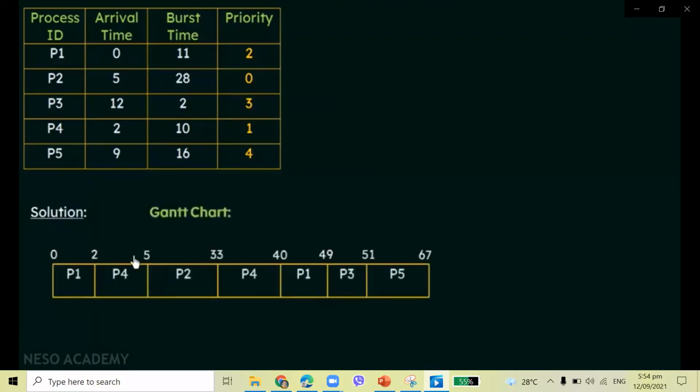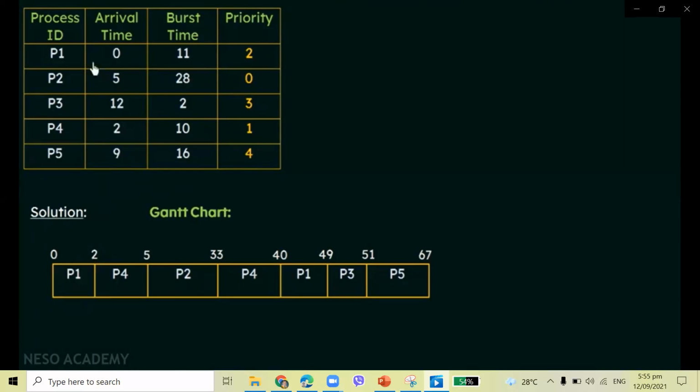So here is a Gantt chart for this set of processes if they are following a preemptive priority scheduling. Looking at this table, let's see which is the first process to arrive. P1 arrives at time 0, and its priority is 2. Since P1 is the first process to arrive and there were no other processes at that time, P1 will be the first one to get the CPU. So P1 gets the CPU and begins its execution. How long will P1 execute? It has to execute for 11 milliseconds, which is the burst time of P1.